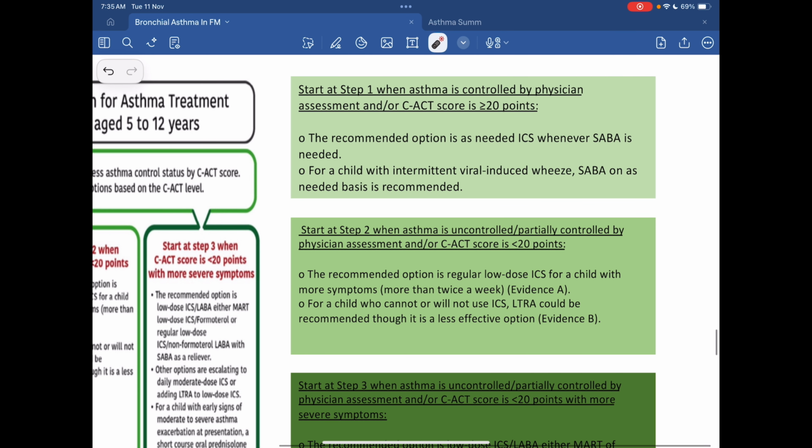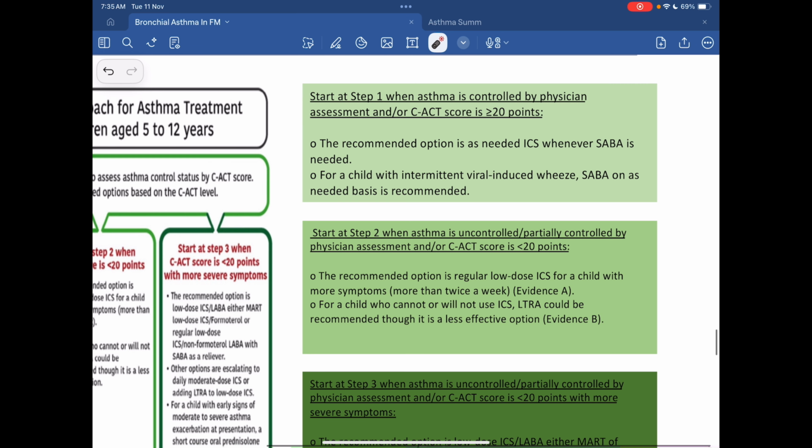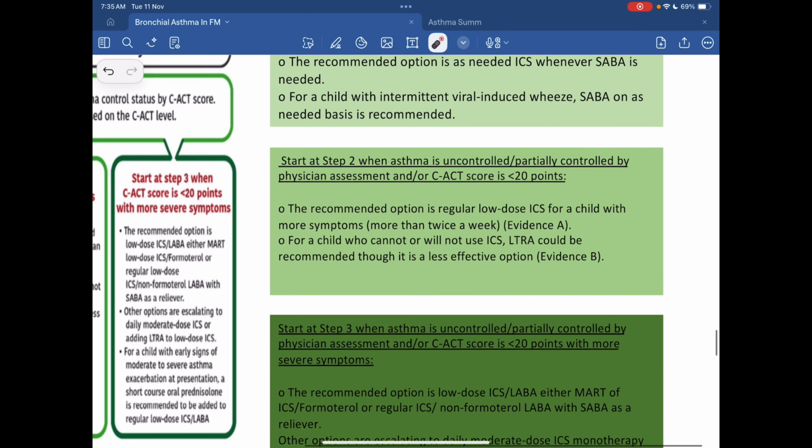The recommended option is ICS whenever SABA is needed. هنا we want to avoid using SABA ما هو زين للأطفال، فبدالها نعتمد mainly على inhaled corticosteroids. بس if a child has intermittent viral induced wheeze، لا هنا لازم ندخل السابة في الموضوع، سابة as needed basis.